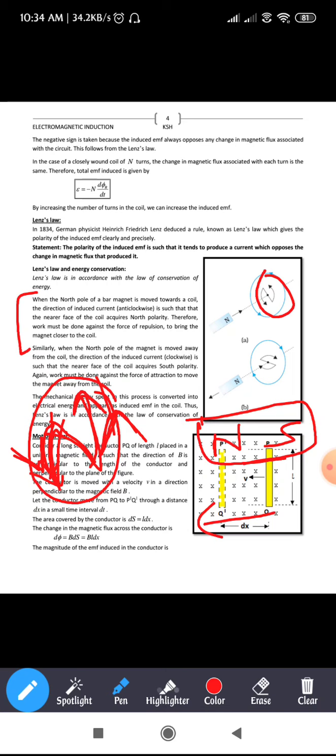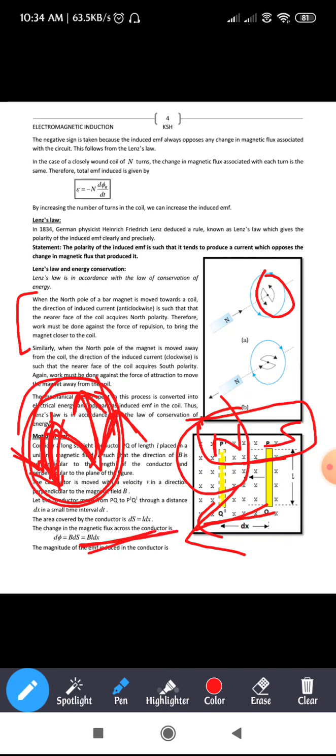Since you are moving the north pole of the magnet towards the coil, and the coil also acquires the polarity of north, there is a force of repulsion. So in order to move this bar magnet towards the coil, you need to do some work in order to overcome that repulsion. That is the first case, fine.